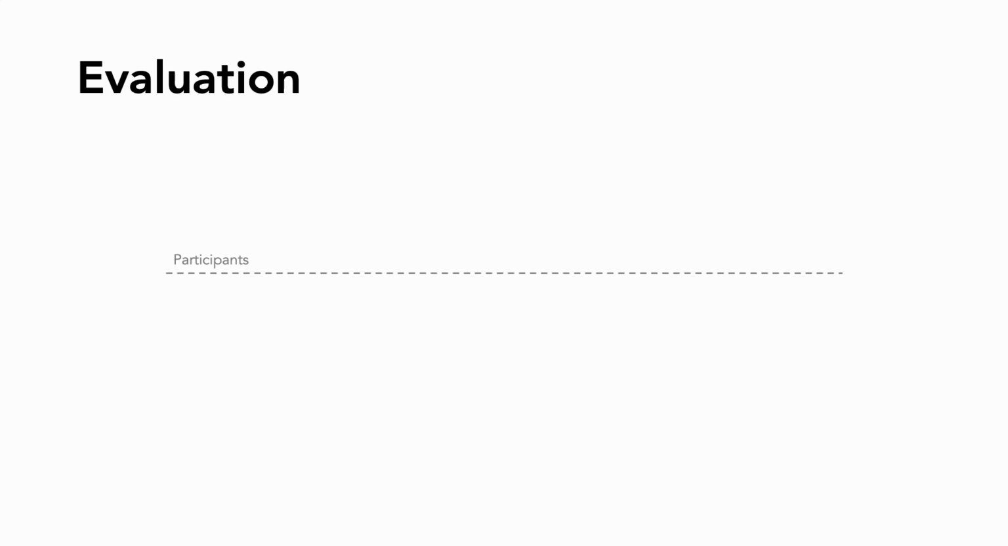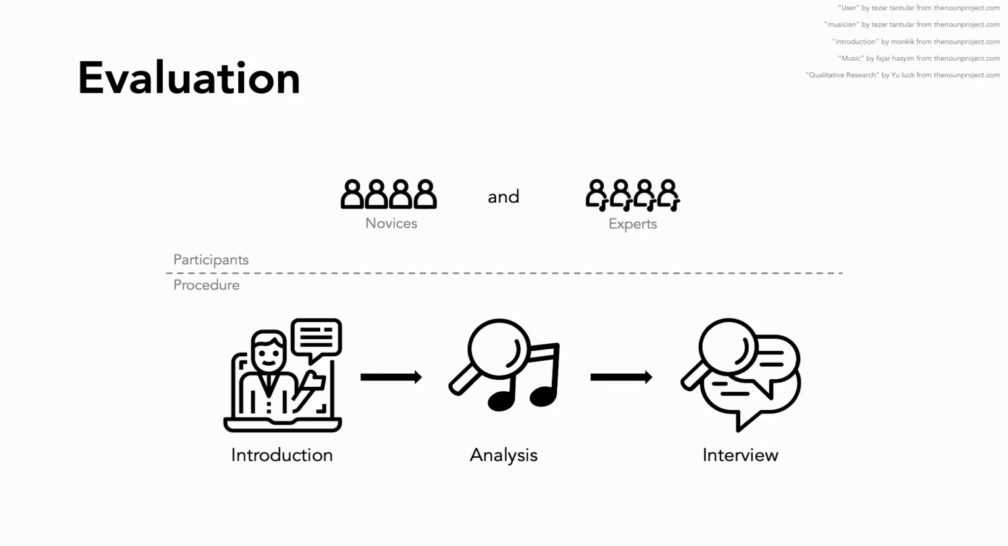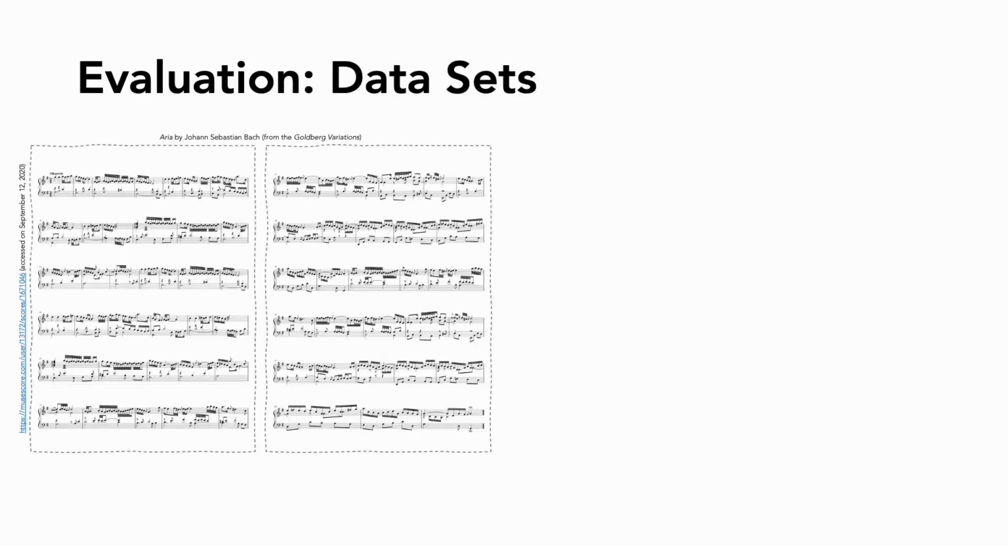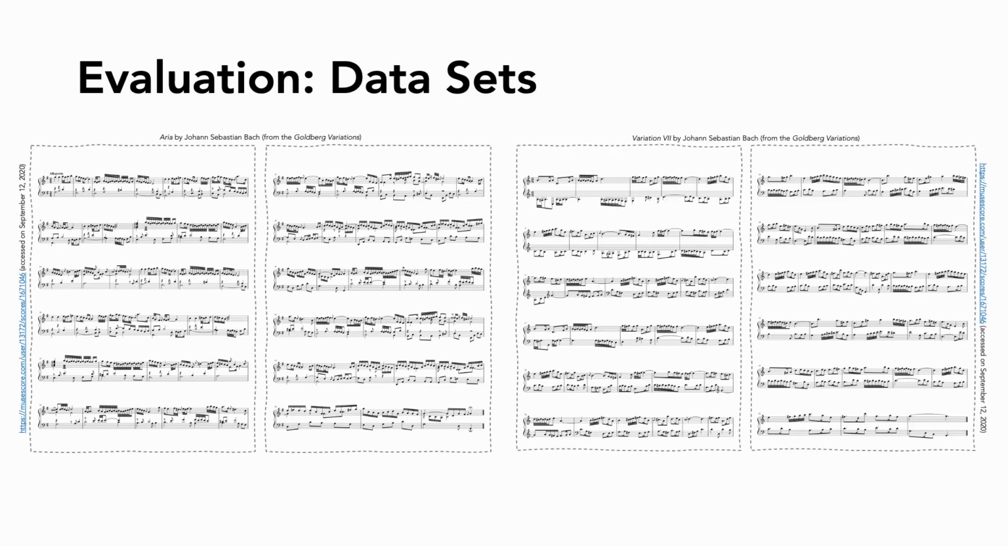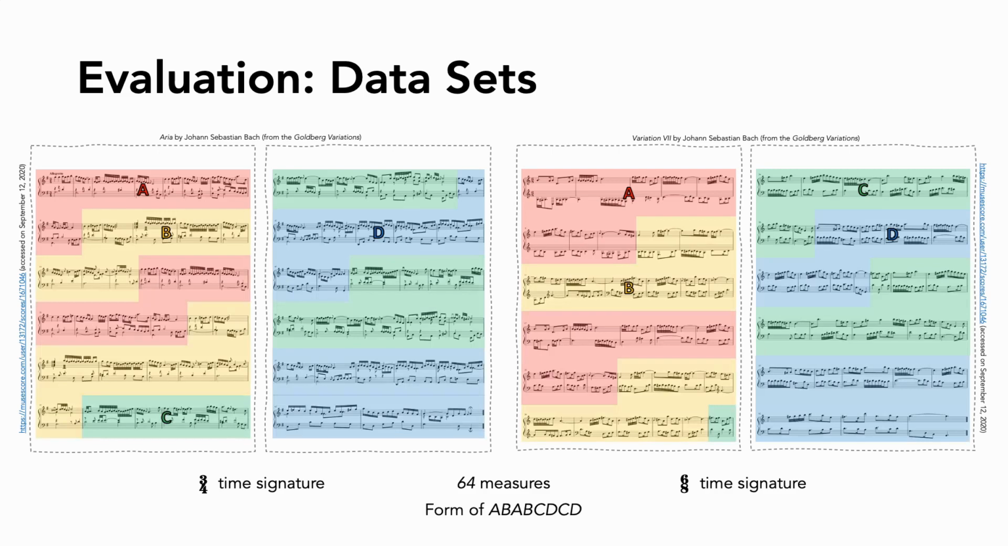To validate the usefulness of the rhythmic fingerprints, we conducted a qualitative user study for novices and for experts. During the analysis, the participant received two scores in random order, with the rhythmic fingerprints annotated on one of the sheets only. For the user study, we used the two scores Aria and Variation 7 from the Goldberg Variations by Bach. The former plays in 3/4 time, while the latter uses 6/8 time. Both pieces consist of 64 measures, exhibit similar complexity, and have a form of AB-AB, CD-CD. These similarities are the primary reason for us to use these two scores.